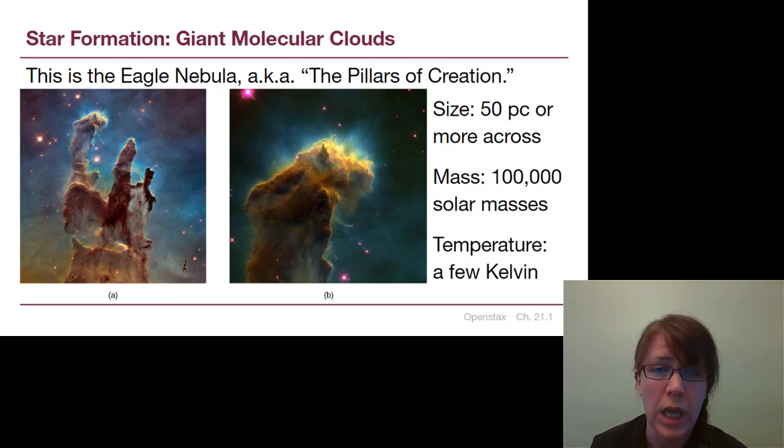To put this into a different form of perspective, from our solar system to the nearest star is 1.3 parsecs. And so this thing is a size that is over 30, 40 times bigger than the distance from us to the nearest star. So very large in size, and that means it comes with a lot of mass as well.